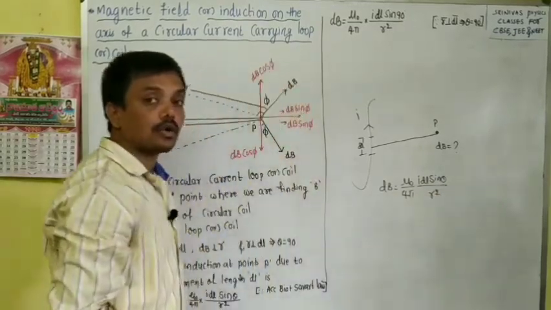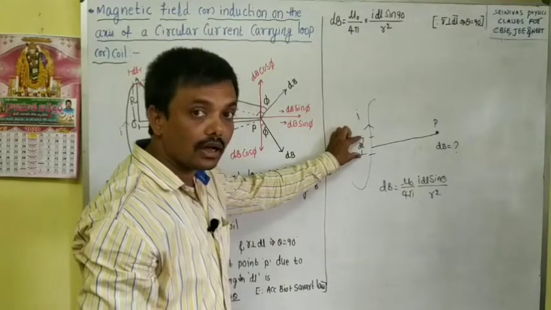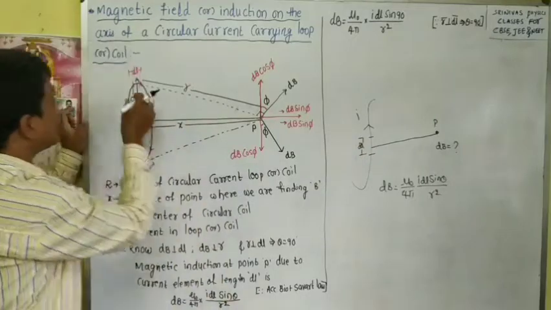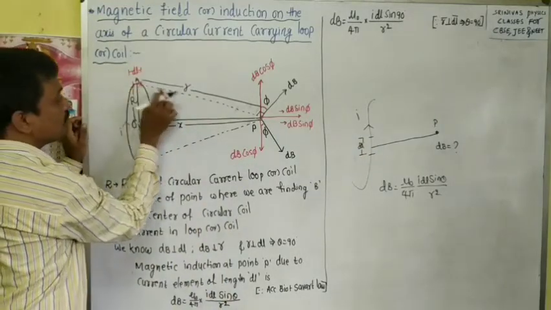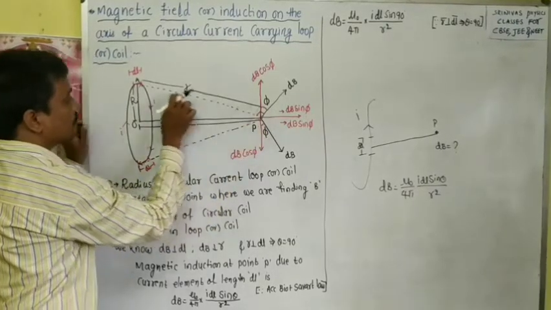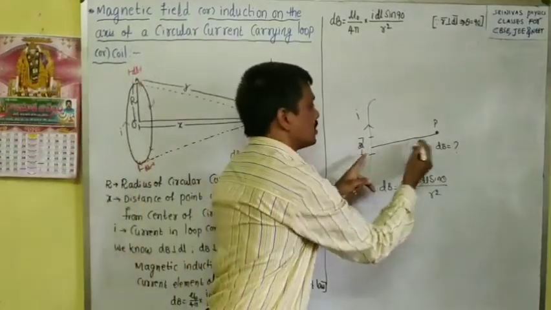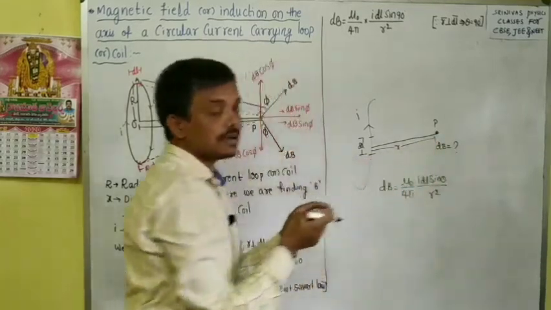That means in order to apply the Biot-Savart law, we have to take a small element on the current carrying wire. Similarly here, on the current carrying loop, we are taking a small element, and from where you want to find out the magnetic induction, you have to join that point with the element. Its distance is r. Look here. Here I want to find out the B. Its distance from the element is r.